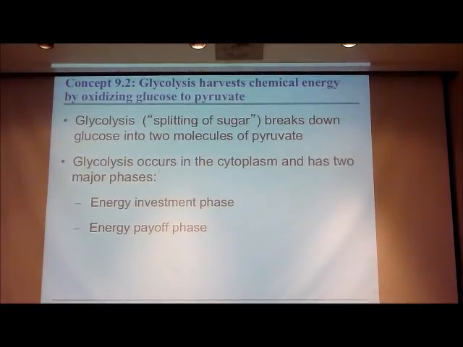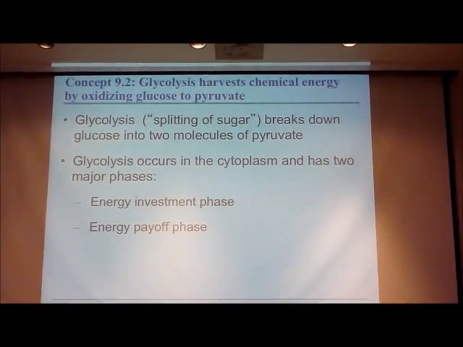Now, what's going to have to happen during glycolysis is we're going to need to invest energy before we can start producing energy. So we have an energy investment phase and we have an energy payoff phase.